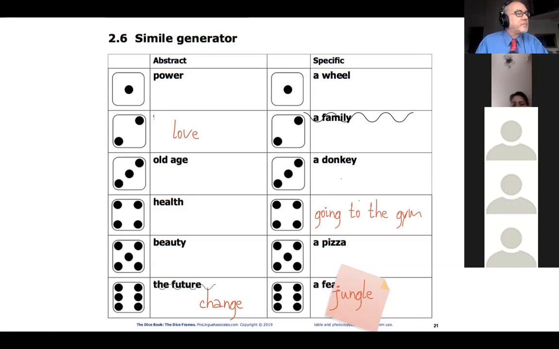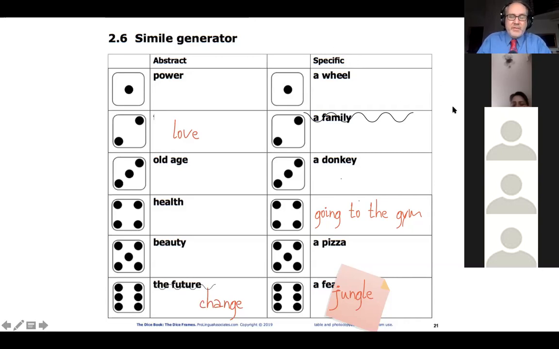Do you have enough light? All right, good. I think change is like a jungle because it's dark and strange, but then you see all the beauties. That's really good, Milica. Okay, excellent.